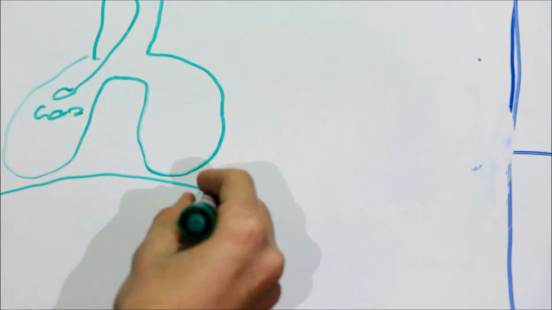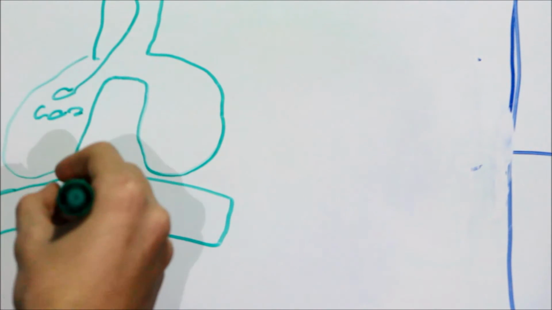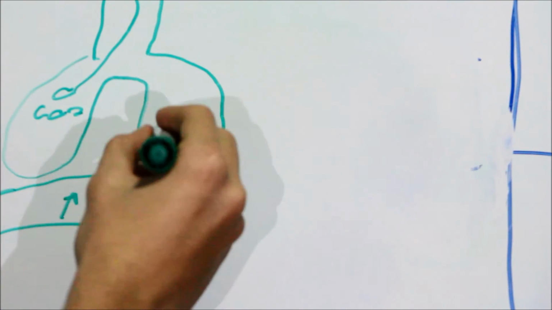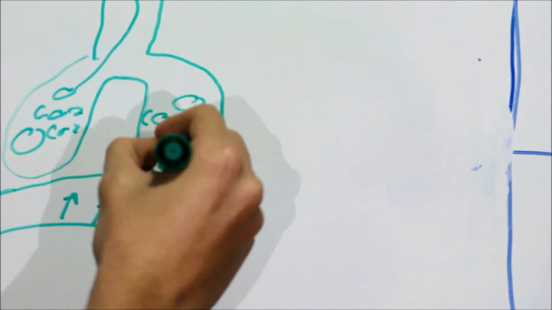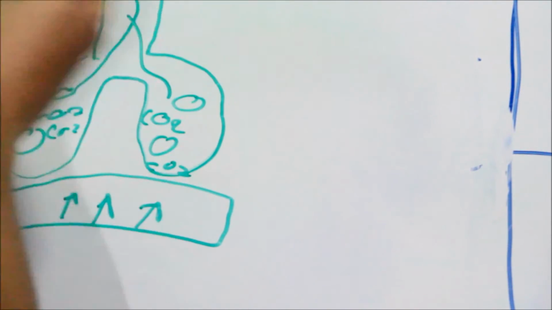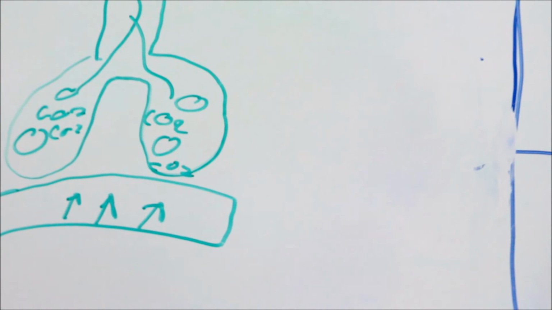This CO2 molecule is delivered through the bloodstream to the lungs, where it diffuses into an alveolus. The diaphragm pushes up on the lungs, forcing the CO2 molecule through the bronchioles, through the bronchi, and through the esophagus out into the atmosphere.